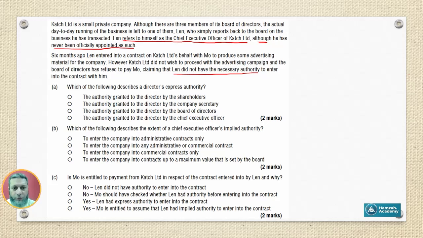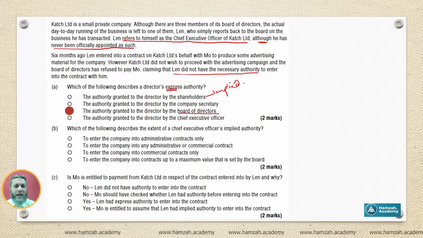All right. So, which of the following describes a director's express authority? The authority granted by the board of directors. Now, the authority granted to the director by shareholders, that is implied authority, because they only appoint the directors. What duties they have to do, that is decided by the board of directors. And secondly, company secretaries, they are below the directors, so they do not give them any authority. And authority granted by the chief executive officer, that is also not true.